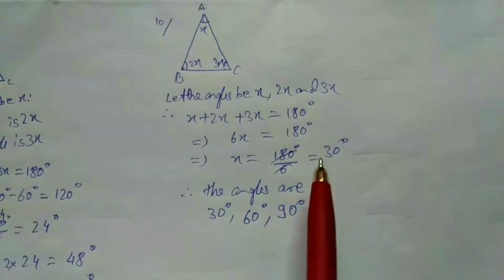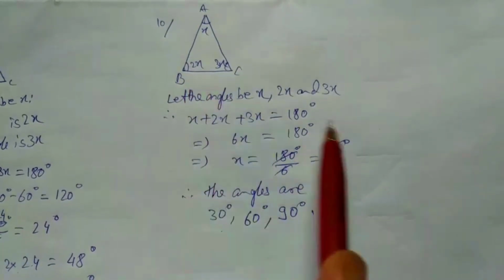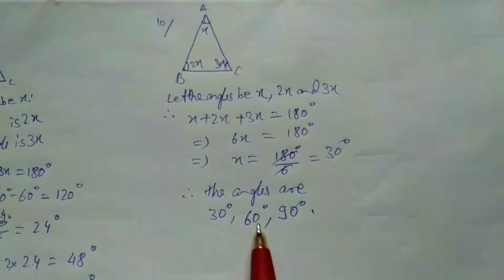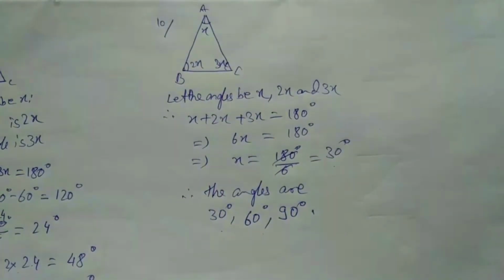So the first angle is 30 degree, the second angle is 2 into 30 degree, that means 60 degree, and the third angle is 3 into 30 degree, that means 90 degree.